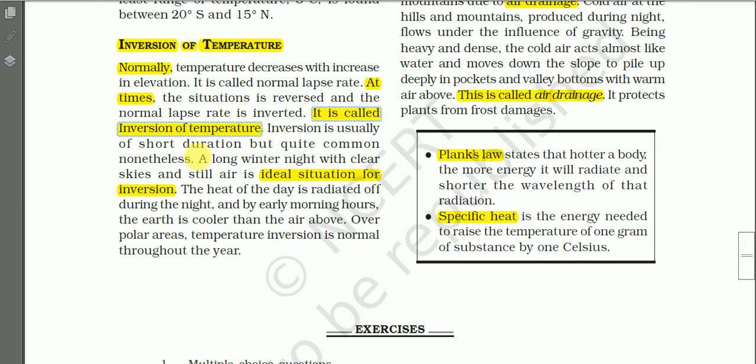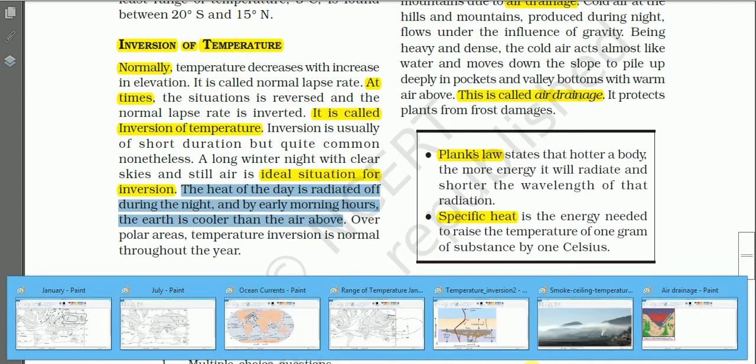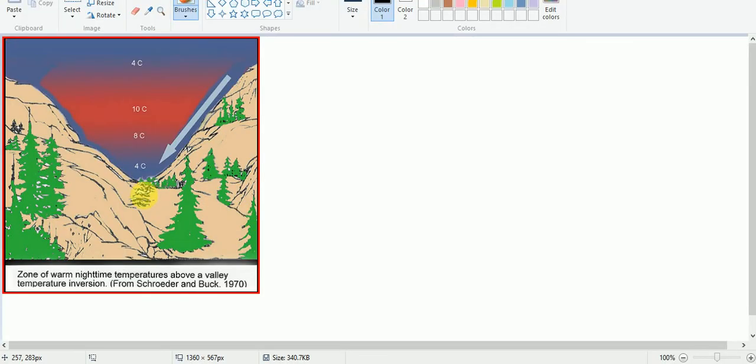And inversion is usually of short duration but quite common. A long winter night with clear skies and still air is an ideal situation for inversion, and the heat of the day is radiated off during the night, and by the early morning hours the earth is cooler than the air above. Here we have one more diagram. Just see here, sometimes you will find this cool air here.